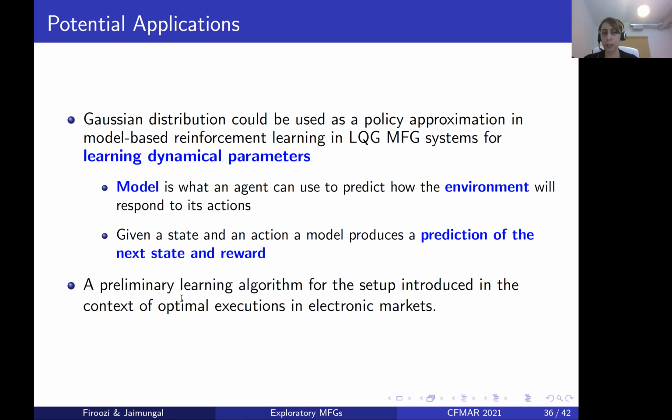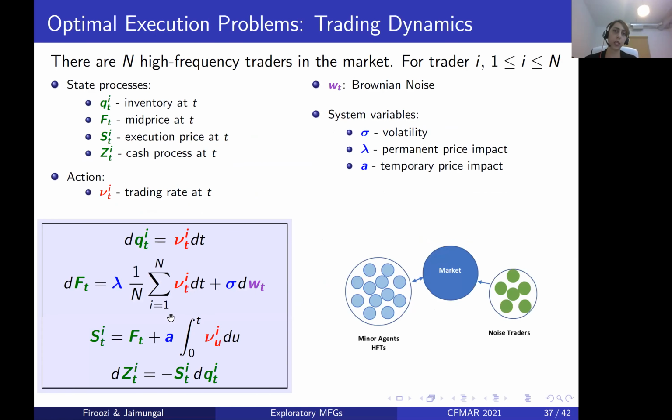So we can use a preliminary learning algorithm which uses the setup introduced in this presentation in the context of optimal execution problems in electronic markets. If we consider a market where there are n high frequency traders, here we look at their trading dynamics. So we have different state processes. For example, the inventory for agent i is traded at rate mu i. If mu i is positive, it is buying.